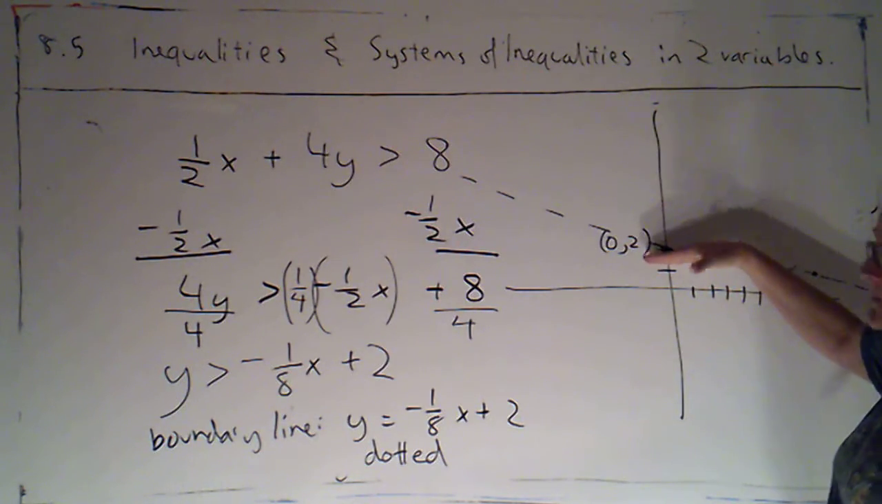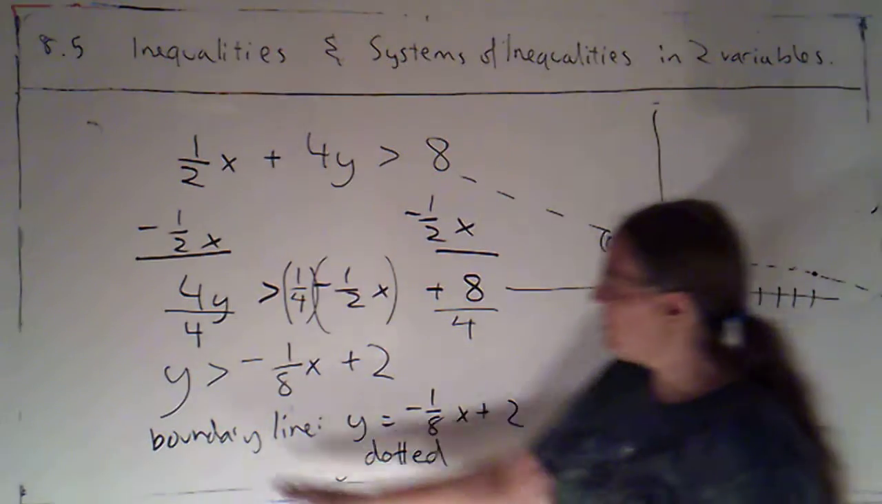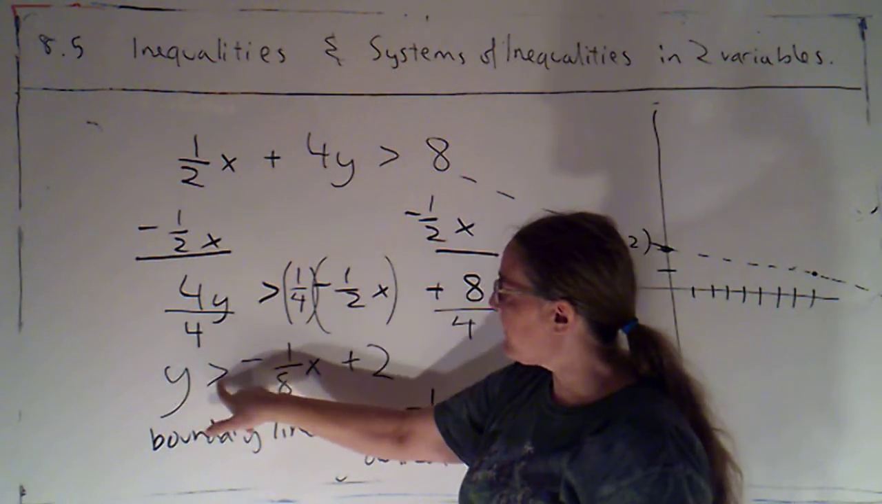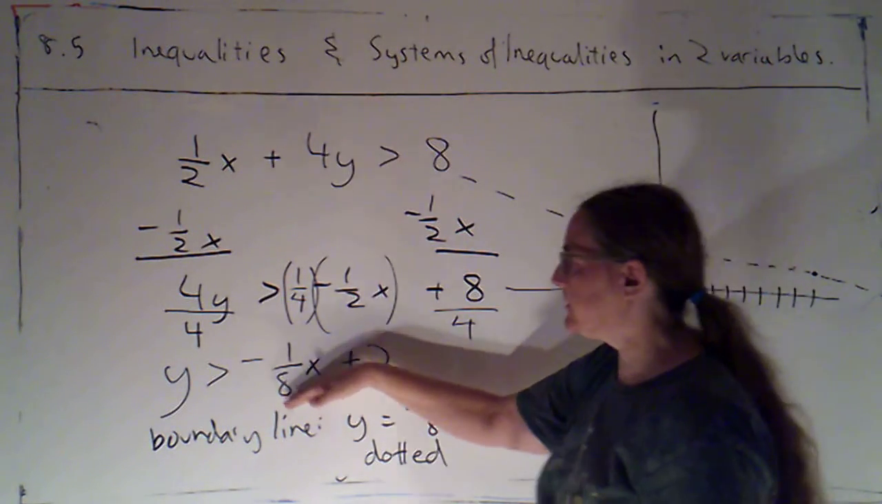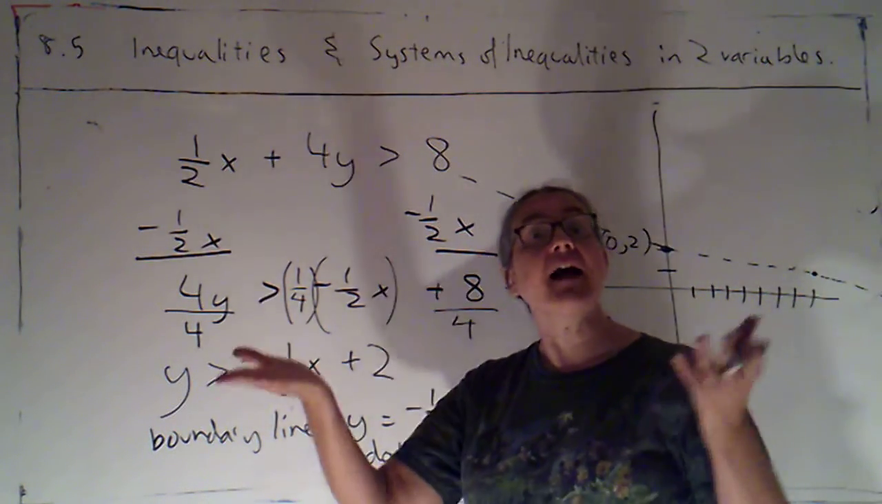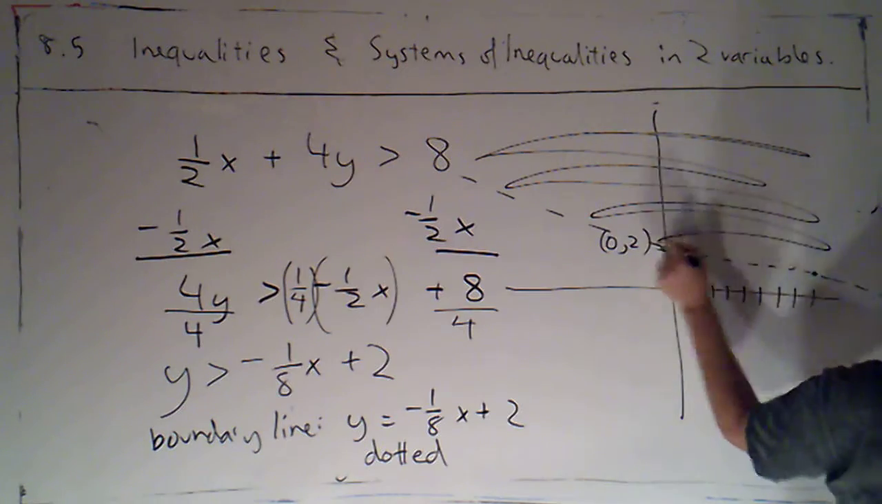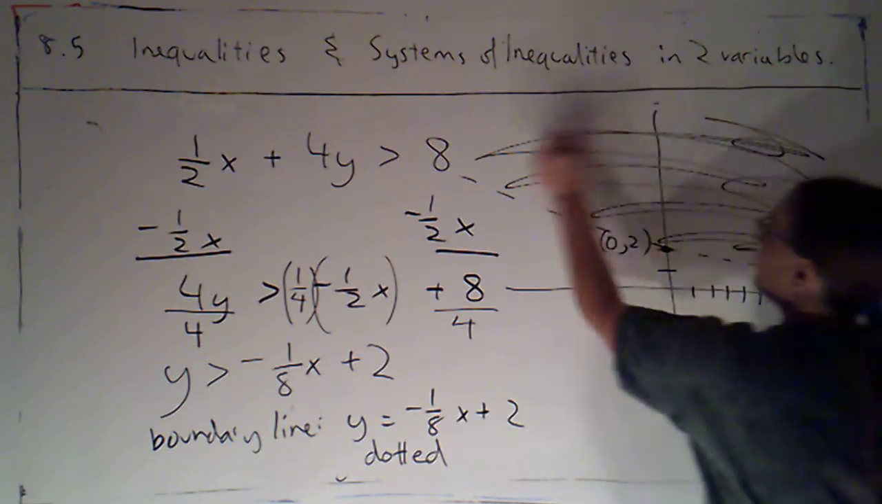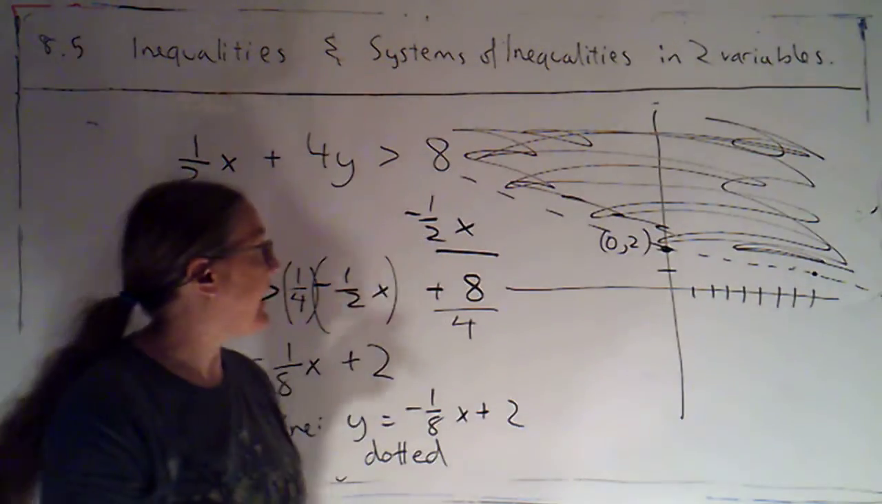Again, that divides the plane up into two parts. What part do we want to shade? We want to shade where our y value is bigger than this, which is the y value on the line. Y values are bigger higher up, so we would shade above the line. So this is what your graph should look like.